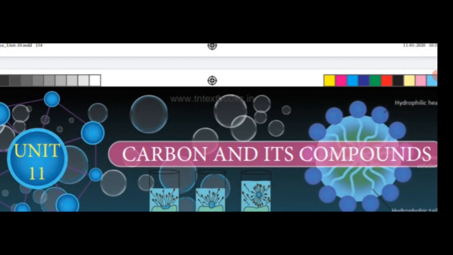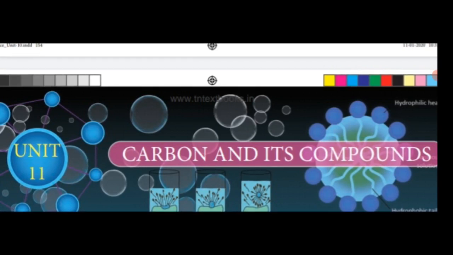The unique nature of carbon, such as catenation, tetravalency and multiple bonding, enables it to combine with itself and other elements like hydrogen, oxygen, nitrogen, sulfur, and hence form a large number of compounds. All these compounds are made of covalent bonds.